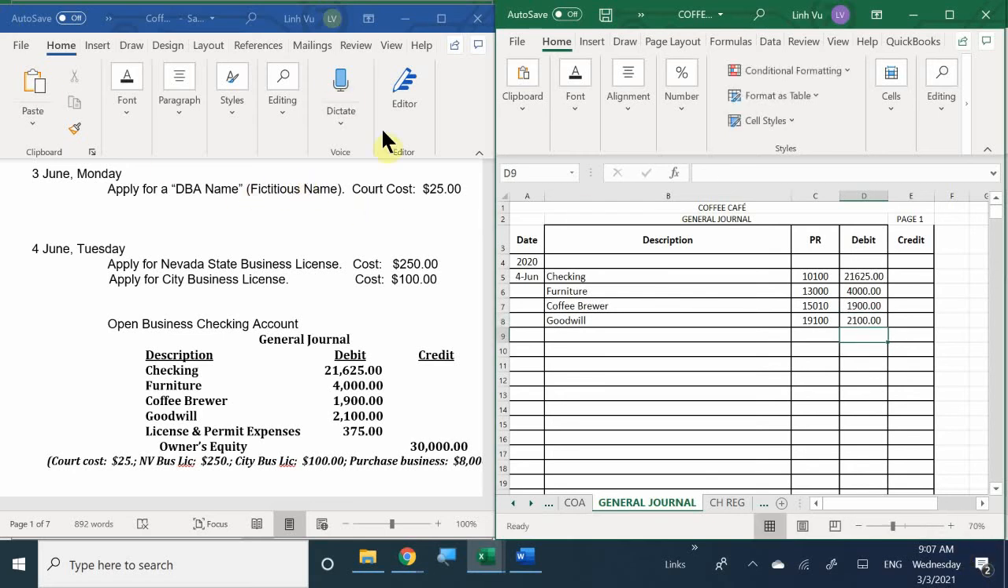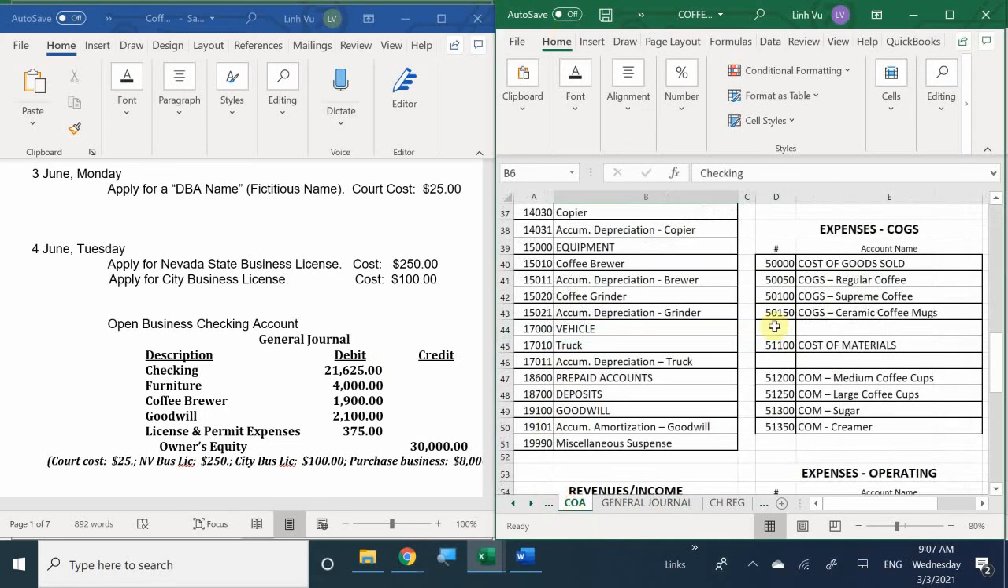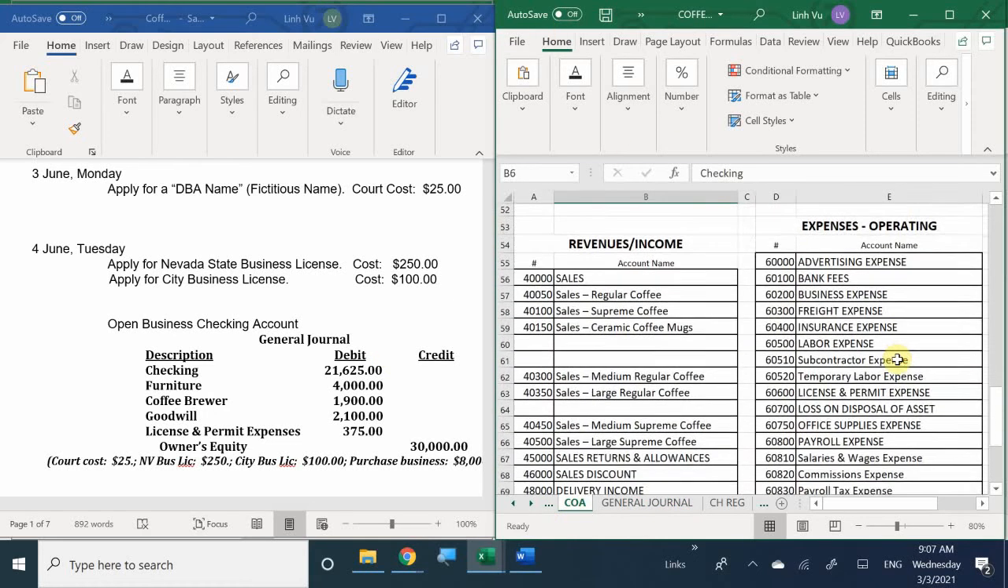Last but not least, I went ahead and added my Nevada license, my city permit license, and I also threw in the business name change. I threw it all into one category, which is the business license and permit expense. So let's go ahead and look in our chart of accounts. Do we have a license and permit expense? Okay. Right.